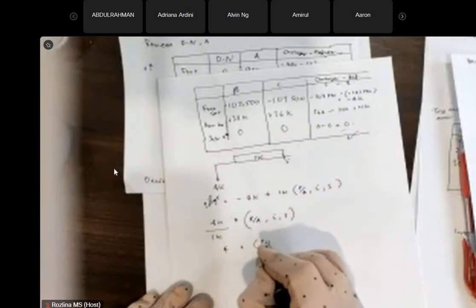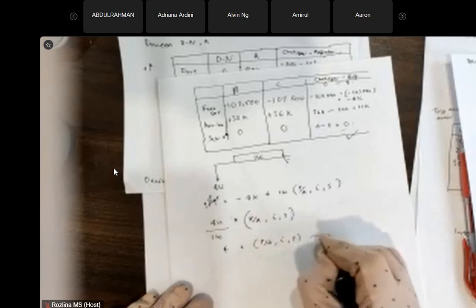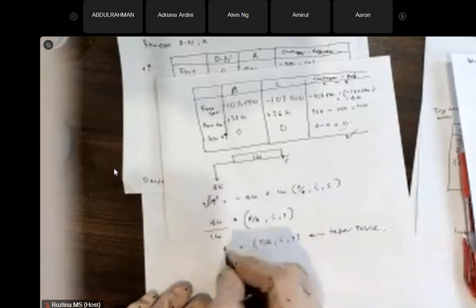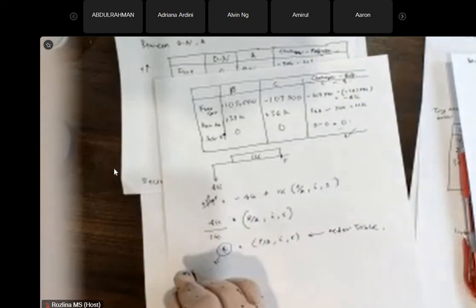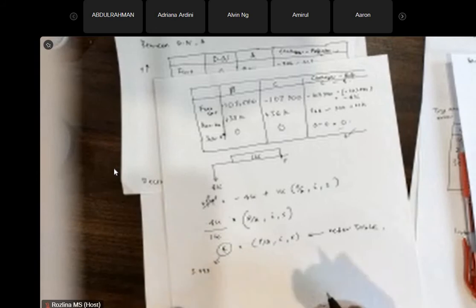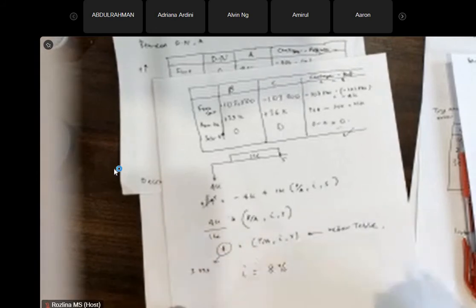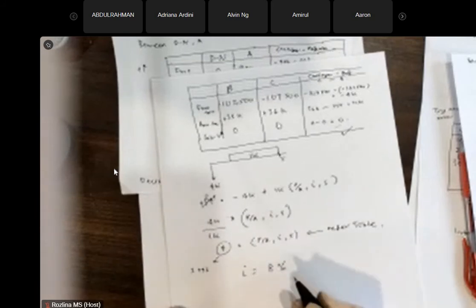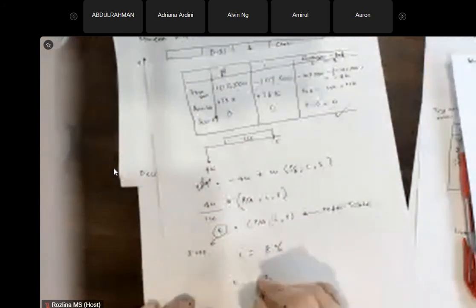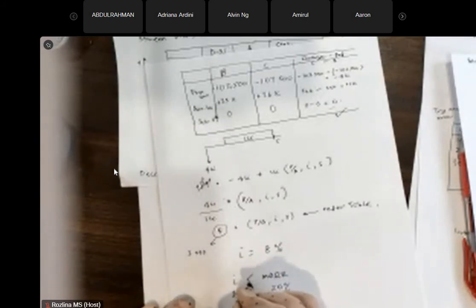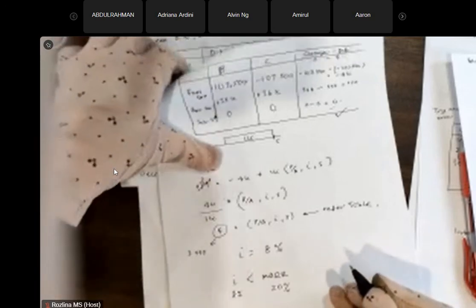So you refer to the table. When you refer to the table, the number is very close to 3.993. That means the i is 8%. Refer to the i table, 8%. So i is 8%, MARR is 20%. So this one is less than MARR.